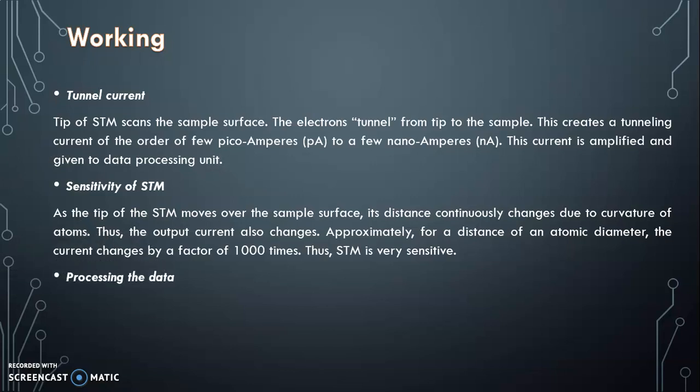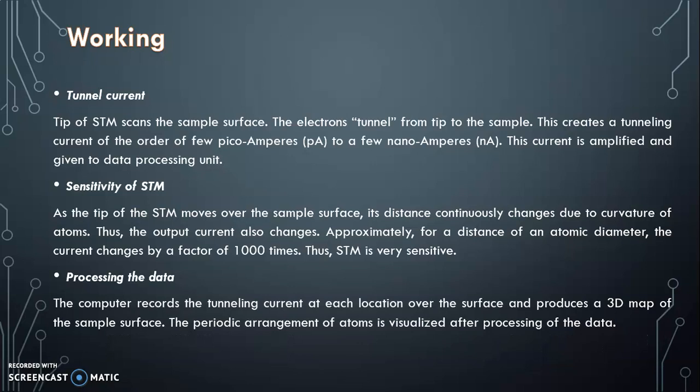Then, processing the data, the computer records the tunneling current at each location over the surface and produces a 3D map of the sample surface. The periodic arrangement of atoms is visualized after processing the data. So as the end product, we are feeding it to the computer record. When we process the data, we get a complete idea about the structure and different things.